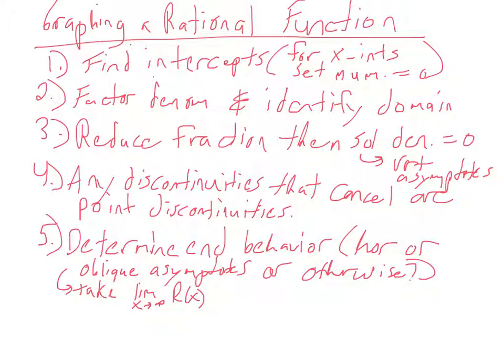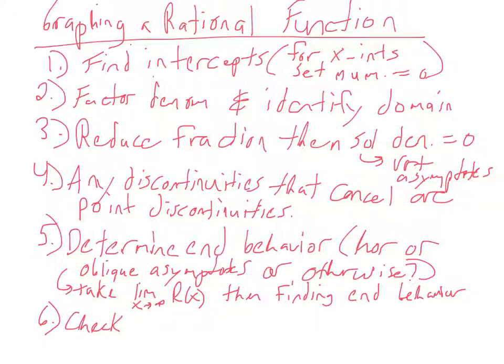and then finding the end behavior model based on whether the limit exists or it goes off to infinity. And I can expand upon that later. Number six, lastly, is check for any type of symmetry.